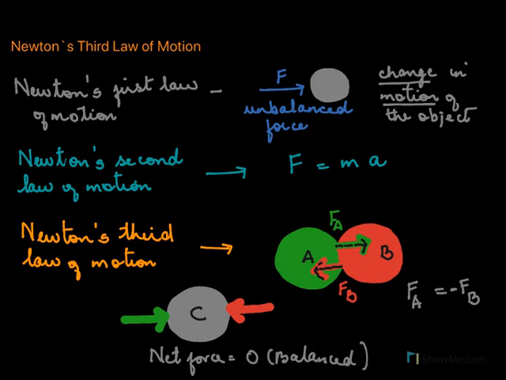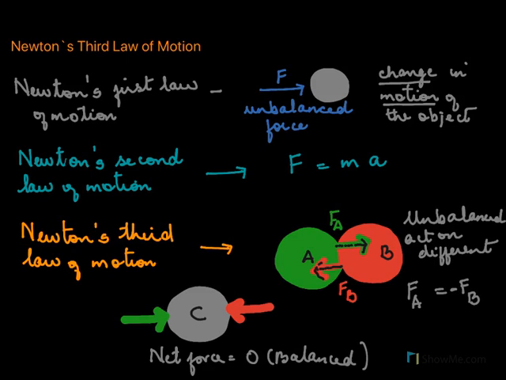But in this example, here in Newton's third law, these are unbalanced forces. They may be equal in magnitude and opposite in direction, but they act on different bodies. And because they act on different bodies, they do not cancel each other. Force A acts on B and force B acts on A.